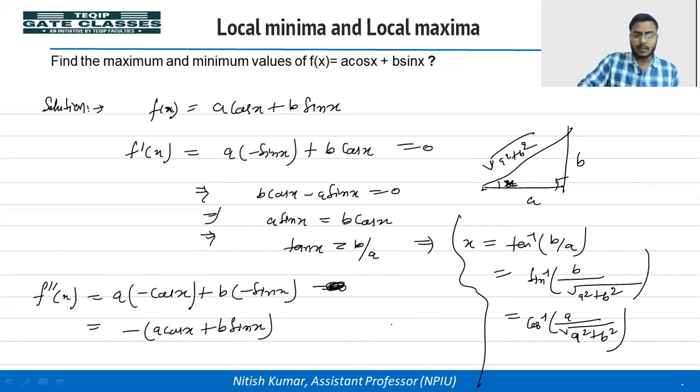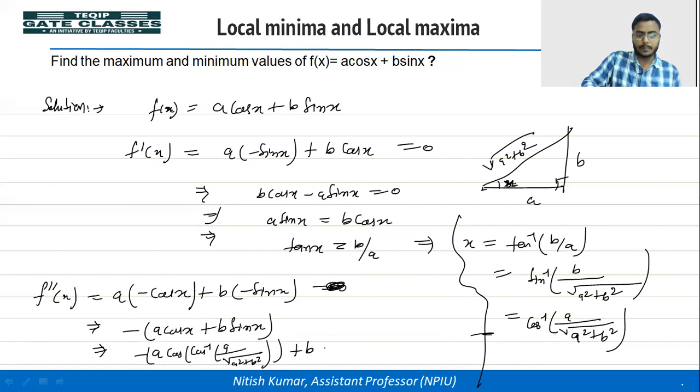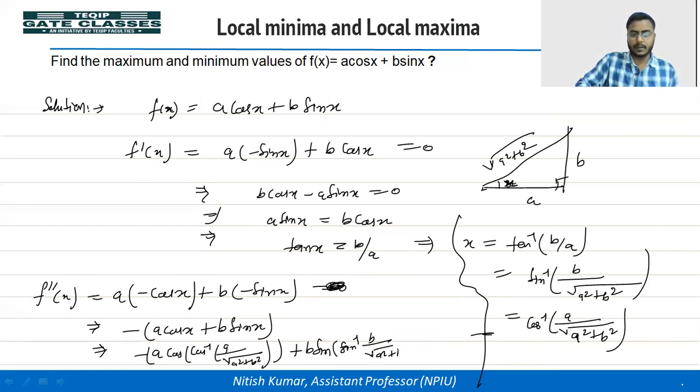So put x equal to this value. We can put x in terms of cos inverse for the cos x term: cos inverse a divided by root under a square plus b square. And for the b term, we can put x in terms of sine inverse: sine inverse b divided by root under a square plus b square.